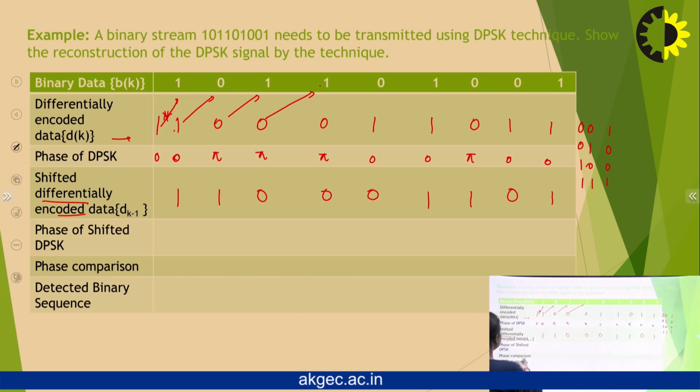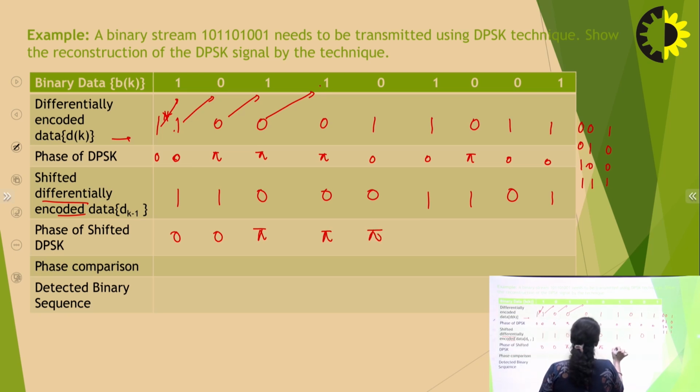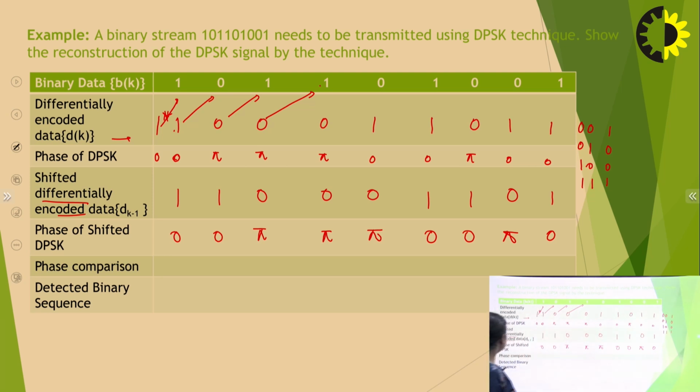Then the phase of the shifted DPSK, we have to provide the phase of this. So for 1, what is the phase? It is 0. For 0 it is pi, right? Then for phase comparison, we are comparing the phase received at this and the phase of this. We are basically receiving these two.